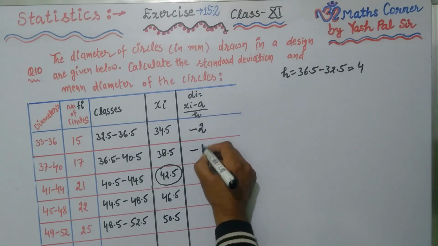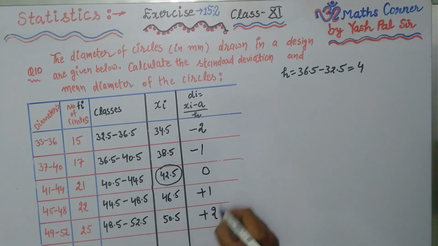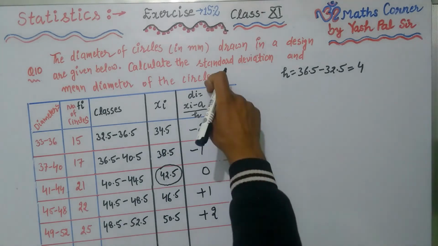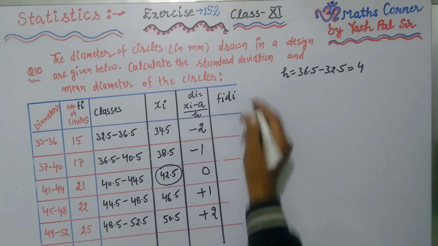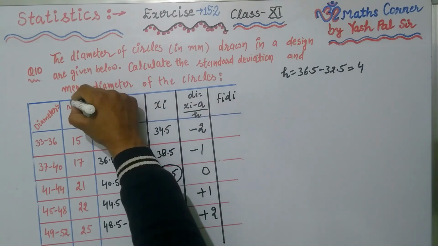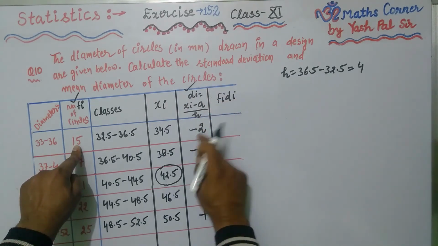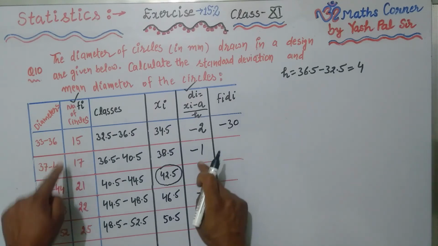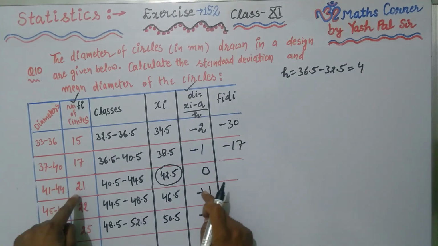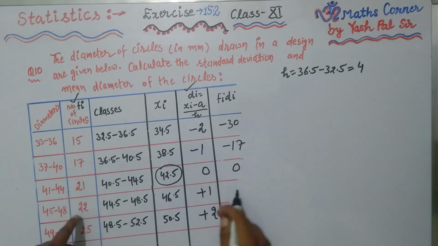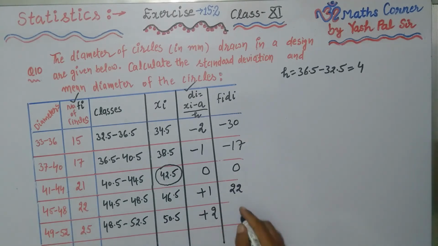This will be minus 1. Next is 0, plus 1, plus 2. So this is di. Now we find fi di. This is di and this is fi. The product of these two: 15 into minus 2 is minus 30, 17 into minus 1 is minus 17, 21 into 0 is 0, 22 into 1 is 22, 25 into 2 is 50.